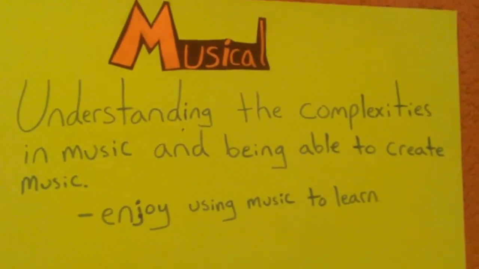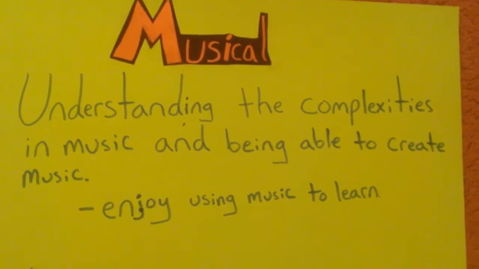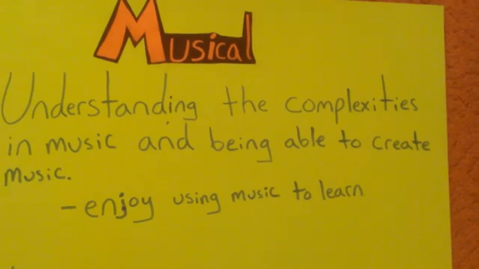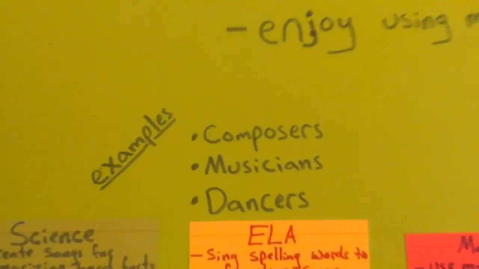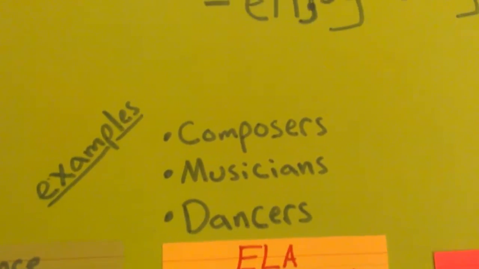Okay, the next intelligence is musical. This is understanding the complexities in music and being able to create music. They enjoy using music to learn. Some examples here are composers, musicians, and dancers.